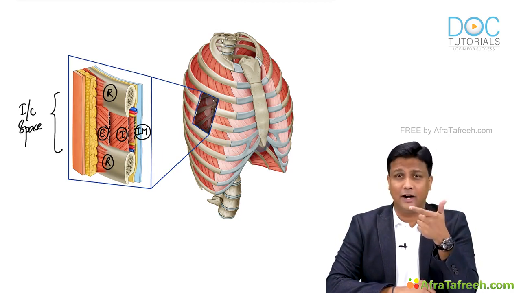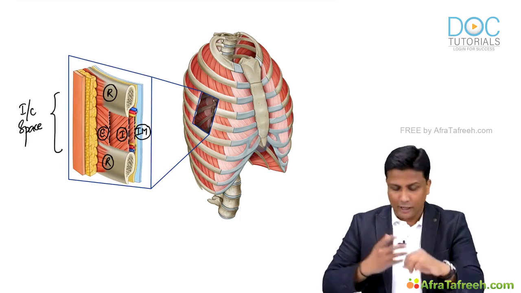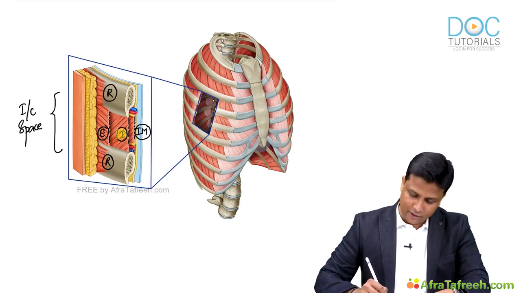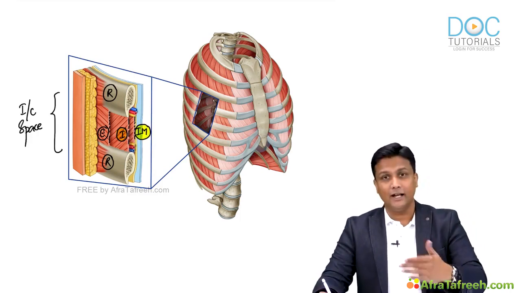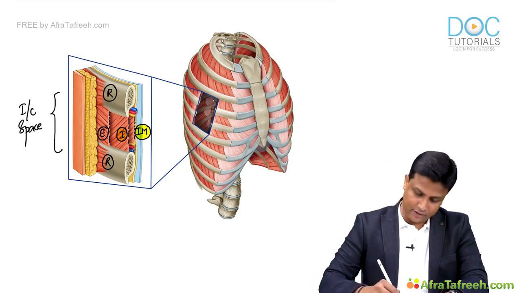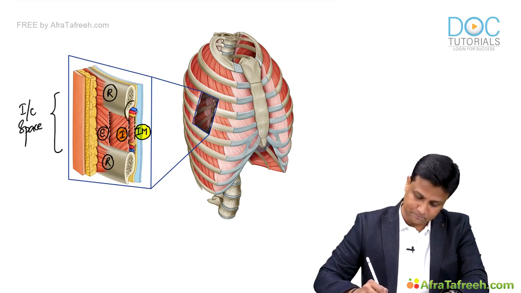The second point to learn here is, where do you have the neurovascular bundle? I mean to say the nerve, artery and the vein, where are they present? You can clearly see in our diagram over here, it is actually between the internal intercostal muscle and the innermost intercostal muscle. I and IM, internal and innermost. Between them, you are able to appreciate the neurovascular bundle here.